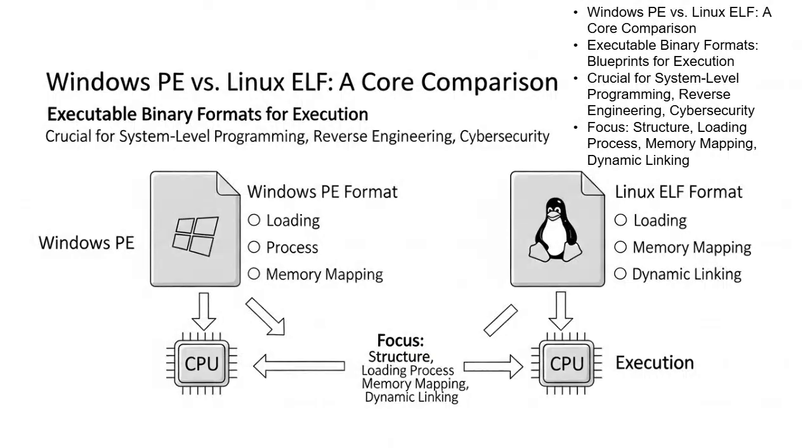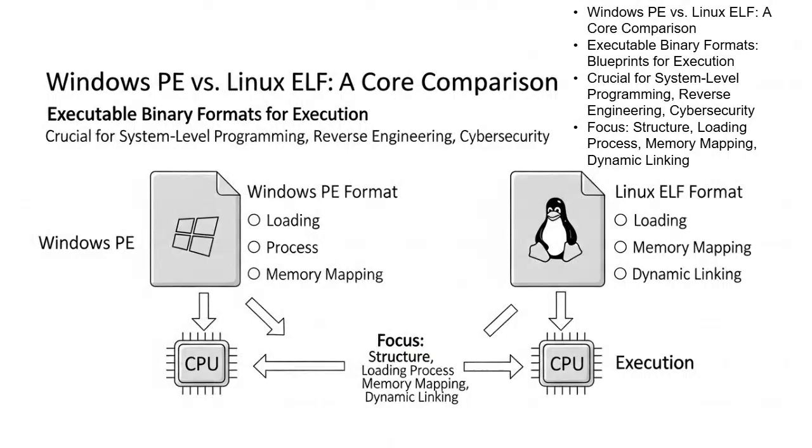The Portable Executable, or PE, format is the standard executable file format for 32 and 64-bit versions of Windows operating systems. Originating from the Common Object File Format, or COFF, which itself had roots in Unix, PE files are essentially a data structure that encapsulates all the information required for the Windows loader to manage the executable code.